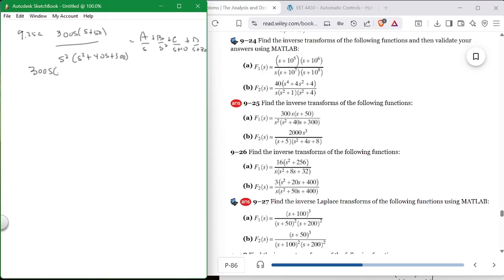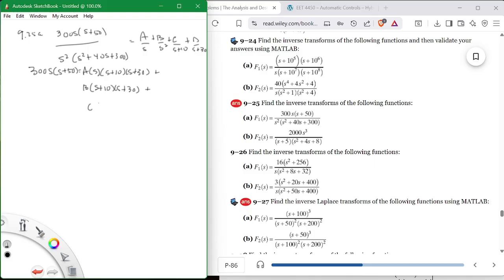300 s times s plus 50 is equal to a times s times s plus 10 times s plus 30, plus b times s plus 10 times s plus 30, plus c times s squared times s plus 30, plus d times s squared times s plus 10.